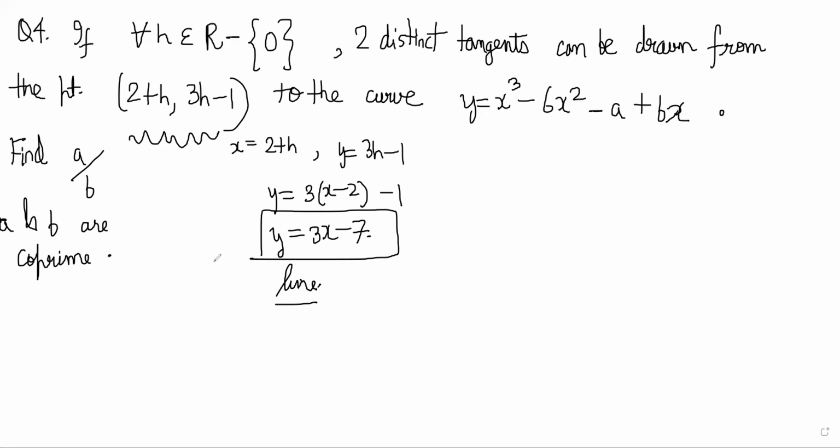And from any point on the line except (2, minus 1), you can draw two distinct tangents to the curve. Two distinct tangents to the curve can be drawn.